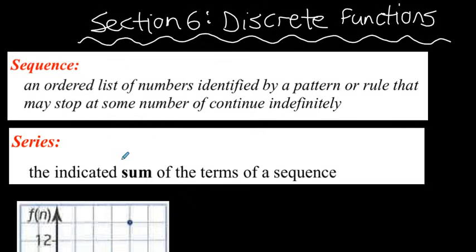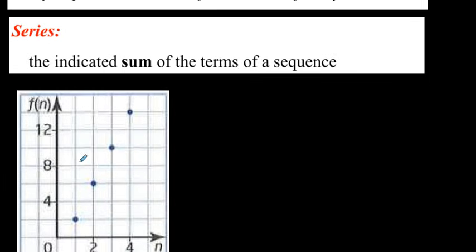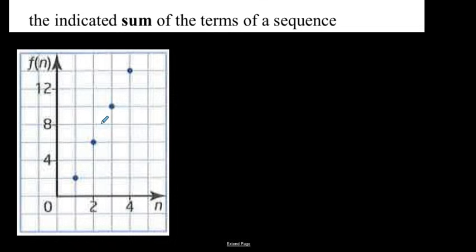Next section, so we're almost done, discrete functions. Discrete functions basically look at sequences and series. A sequence is just an ordered list of numbers identified by a pattern, and a series is when you add all those numbers together. Graphically, this is what a discrete function looks like. It's just a bunch of points that aren't connected. If I were to list out the y-coordinates of these points, it would go 2, then 6, then 10, then 14. This is what we call a sequence of numbers.